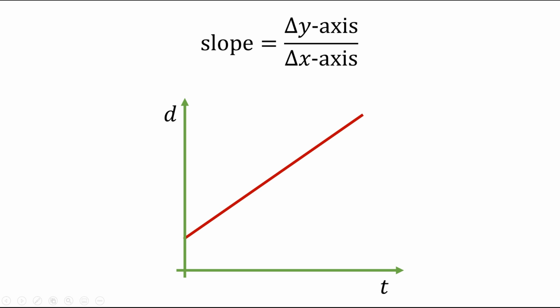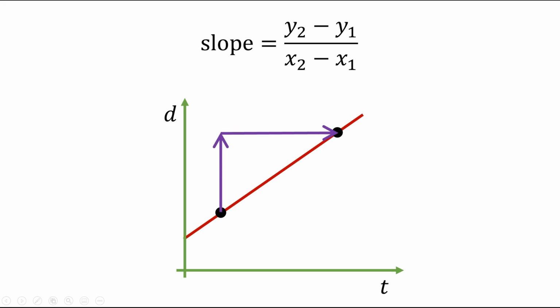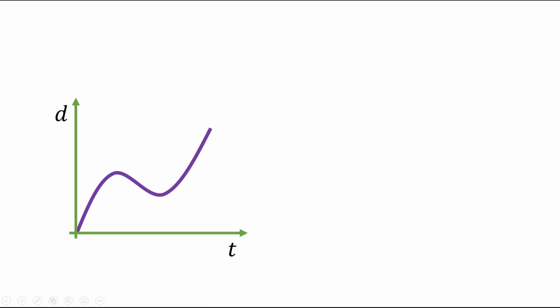Slope truly is a property of straight lines. It's how much the line rises divided by how much the line runs. We can calculate slope using 2 points, acquiring their coordinates, and using this formula, or we can think about it as how much the line rises divided by how much the line runs between 2 points on the line. So how do we take slope, a property of straight lines, and apply it to a curved line? For example, consider that we want to know the slope at this location.